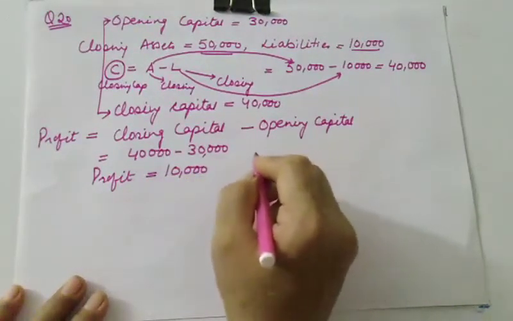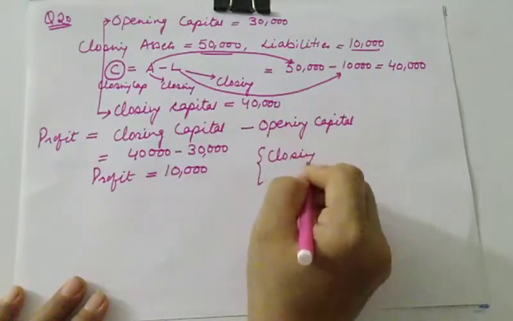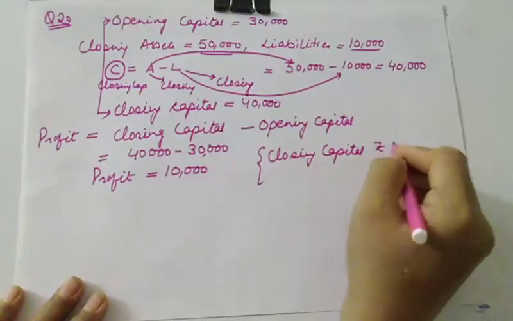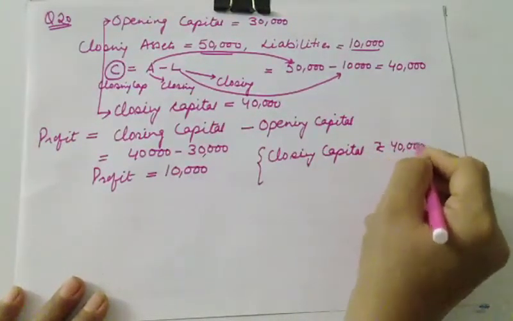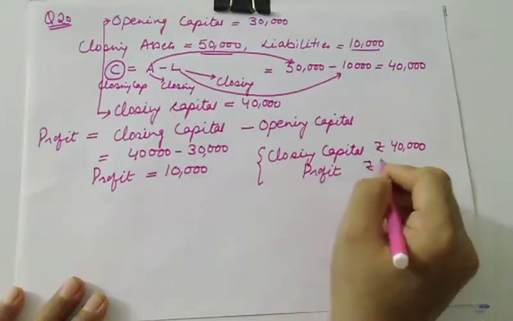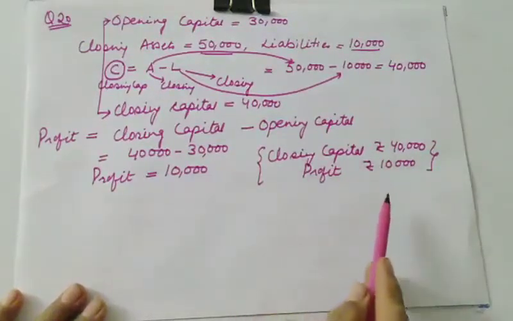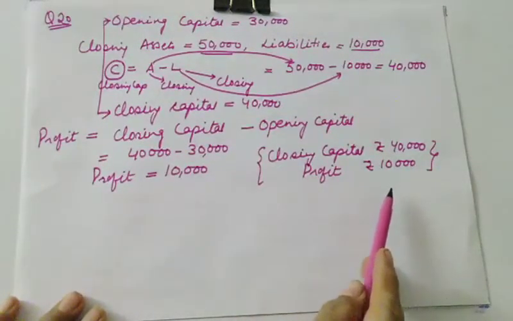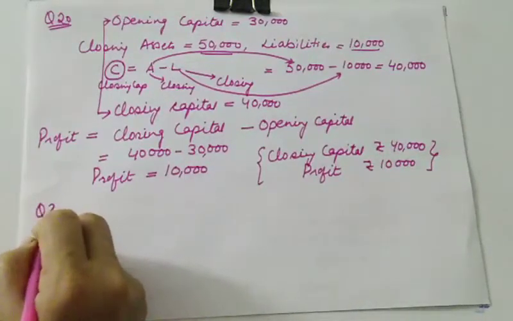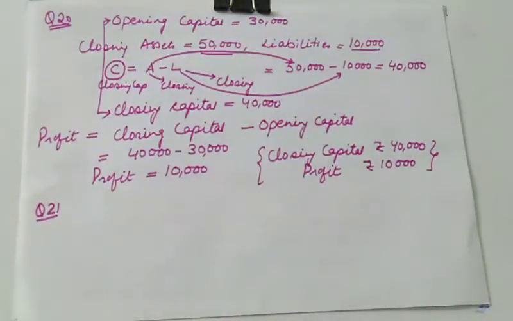So you can conclude your answer. Closing capital is rupees 40,000 and profit is rupees 10,000. So this way we'll be able to calculate the profit, because in this topic we are also required to calculate profit or loss. Now let us see question number 21.